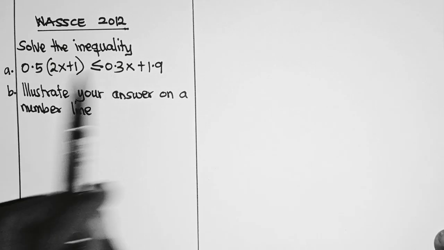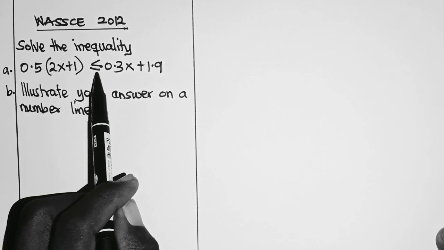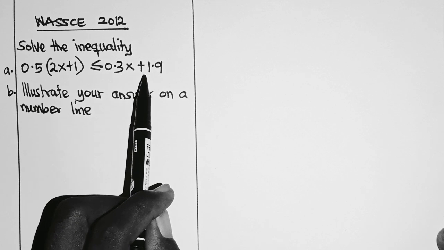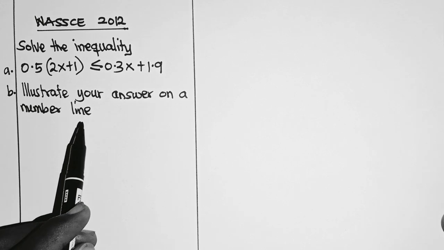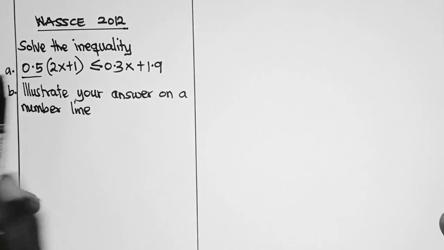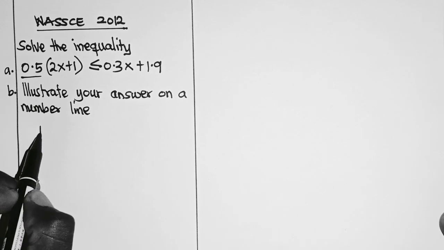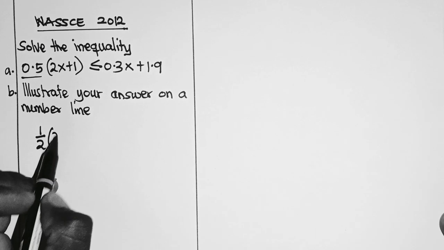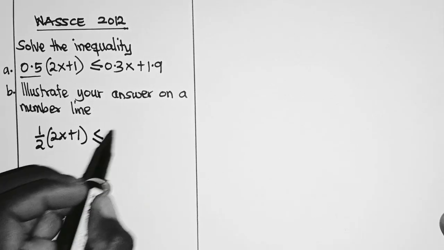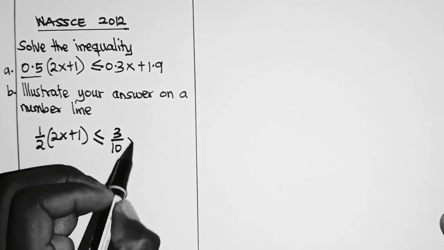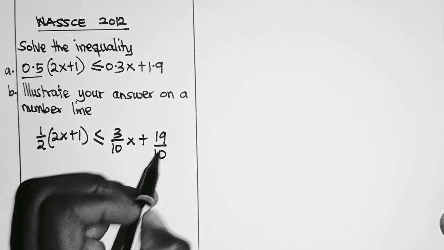Solve the inequality 0.5 times (2x plus 1) less than or equal to 0.3x plus 1.9. And then for the second part, we should illustrate our answer on a number line. Now, 0.5 can be written as 1 divided by 2. So here becomes 1 divided by 2, then times (2x plus 1) less than or equal to. Now 0.3 is the same as 3x divided by 10, then 1.9 is the same as 19 divided by 10.